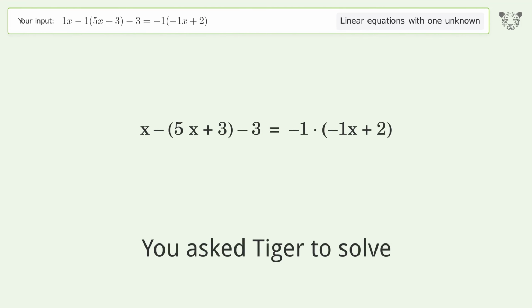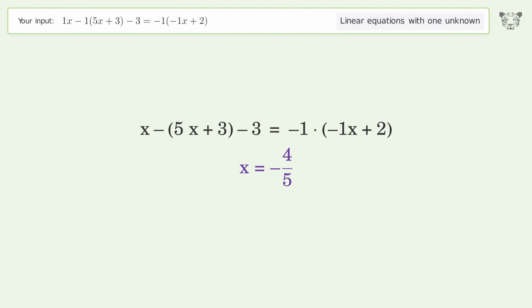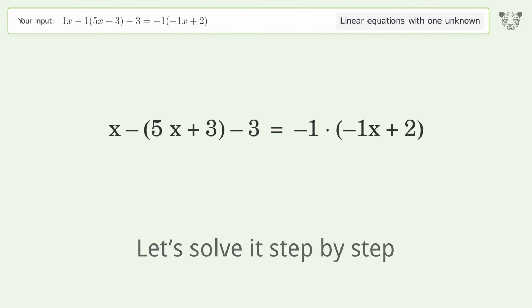You ask Tiger to solve. This deals with linear equations with one unknown. The final result is x equals -4/5. Let's solve it step by step.